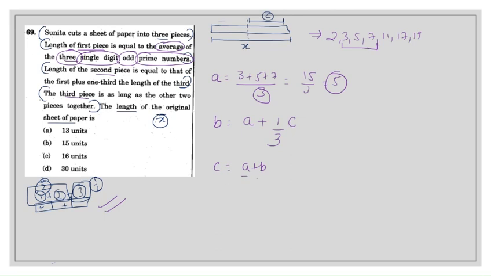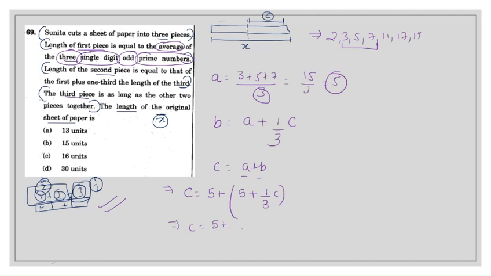So other two pieces are A and B only. So what we'll do here is, we know the value of A, the value of A is equal to 5. So here we'll just replace. We can put the value of B here in C. So this implies C is equal to 5 plus the value of B, which is equal to 5, that is A, plus 1 upon 3 C. Right, this whole bracket thing is B.